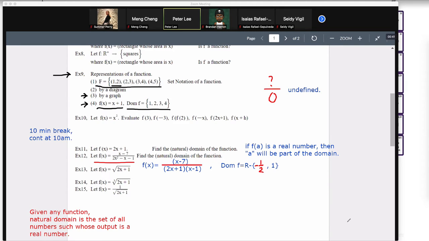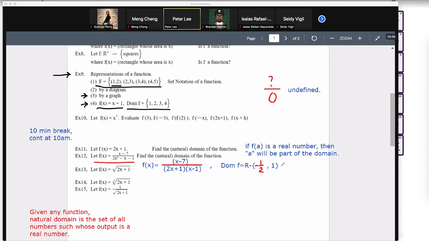The domain is a collection of values of x where the function value will be a real number. So in this case, x can be any value, except x cannot be negative half, and x cannot be 1. Because if x is equal to negative half, then the denominator becomes 0, and f of x, the function value, becomes undefined, or is not a real number. Therefore, you can write it this way.